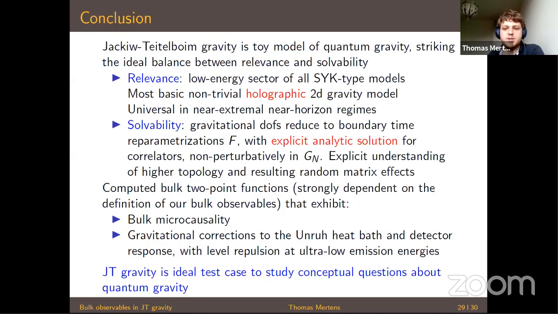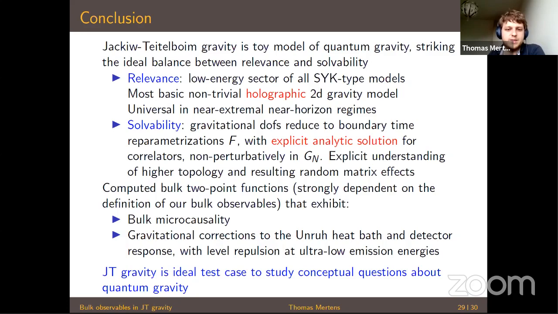So JT gravity is a toy model of quantum gravity, but it strikes an ideal balance between relevance and solvability. By relevance, I mean, as I mentioned in the motivation at the beginning, that it's the low energy sector of all SYK type models. It is one of the most basic non-trivial holographic 2D gravity models, and it is universal in the near extremal, near horizon regimes of a large class of higher dimensional black holes.